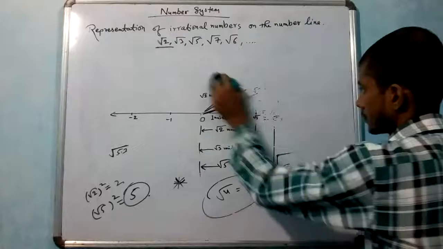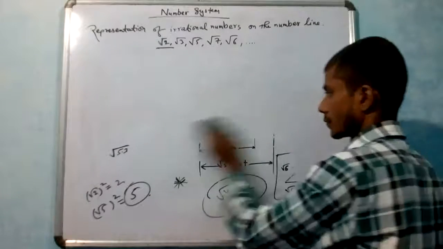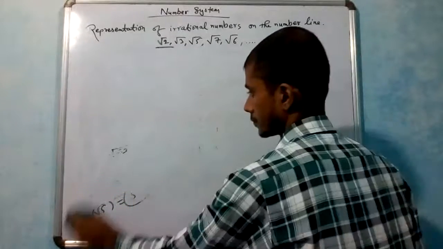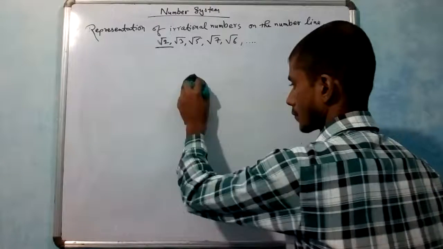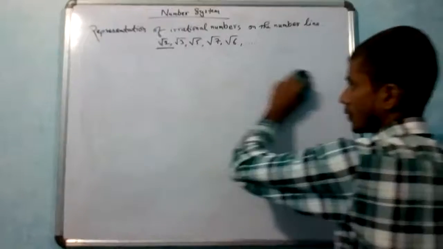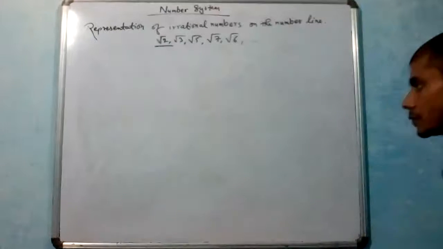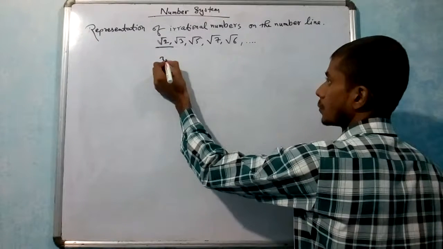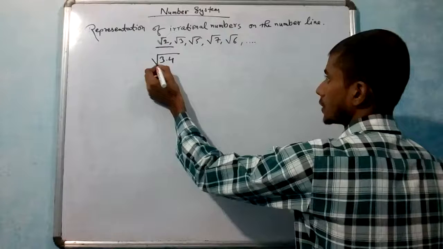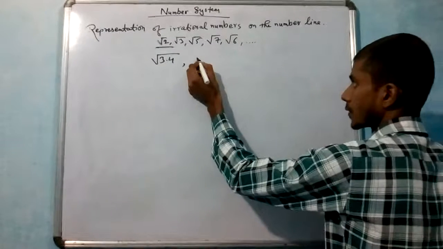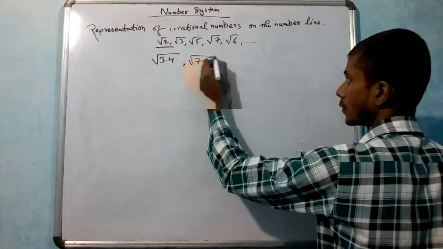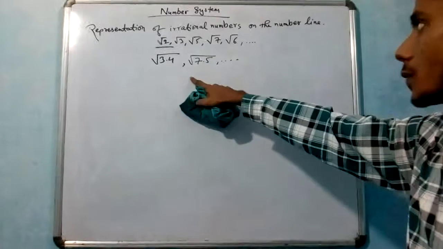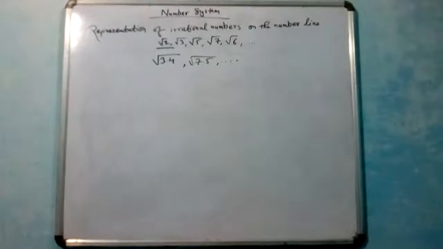Now let us see some of them. Square root of 3.4. Is it irrational or not? Yes, it's irrational. Okay.